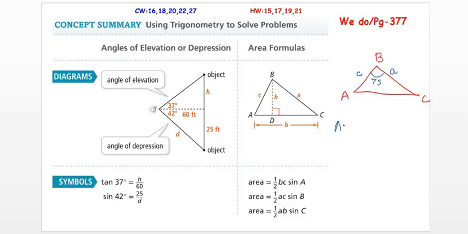How can I find the area now? So area will be equal to half of A times C times sine 75 degrees. I hope it's clear for you. The formulas are written here. It's very simple. Right? Let's solve some examples now.